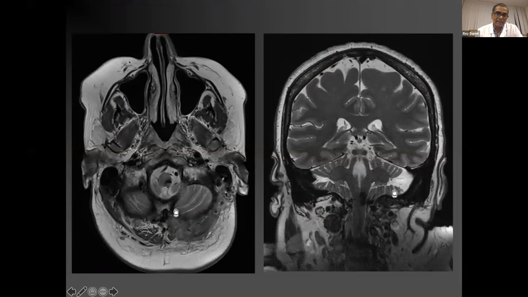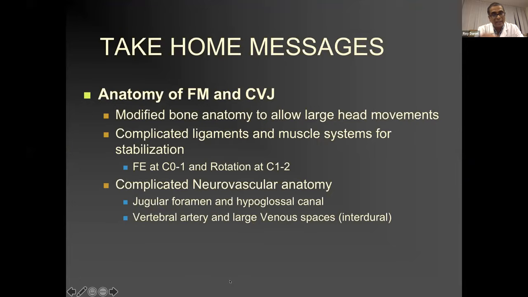So I'd like to conclude by saying that the anatomy of this region, the bone anatomy and the ligamentous anatomy, has to allow large head movements. And therefore, the ligaments and the muscle systems are a little particular in comparison to other areas. And two major movements, flexion extension at C0-1 and rotation at C1-2. The neurovascular anatomy is complicated, but the anatomy of the jugular foramen and hypoglossal canal is key. The vertebral artery management is, of course, key. And don't forget the large venous spaces around it. So thank you very much.